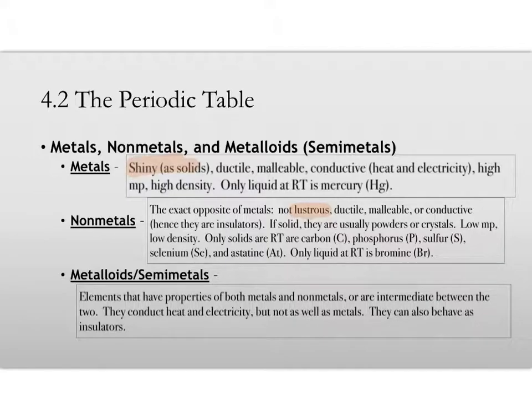Metals are ductile, meaning that you can squeeze them through tubes, and this is how they make wires. They take a metal and put a lot of pressure on it and squeeze it through a tube, and it forms that wire shape. They're malleable in the sense that you can take the metal and hammer it from one shape to another.